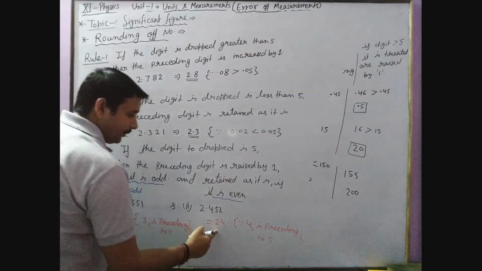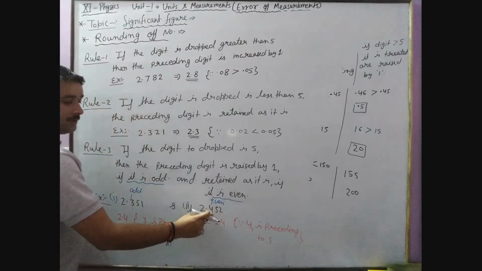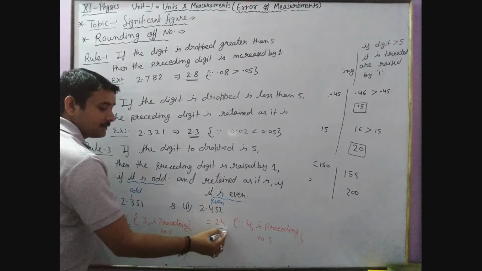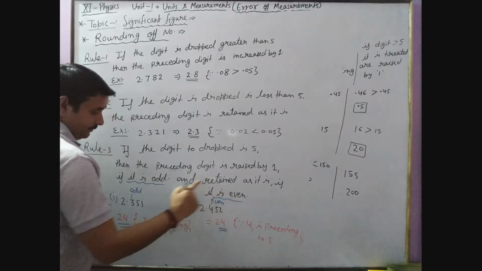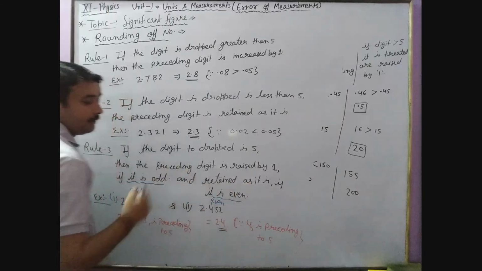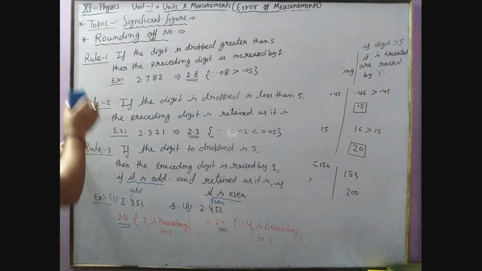And in the second example, this is even. Okay, so 5 is followed by an even number after it, so it will be retained as same according to the rule, retained as it is if it is followed by an even number. Okay, so this is how we use the rounding of number. Okay, now we understood about some rules of significant figures.